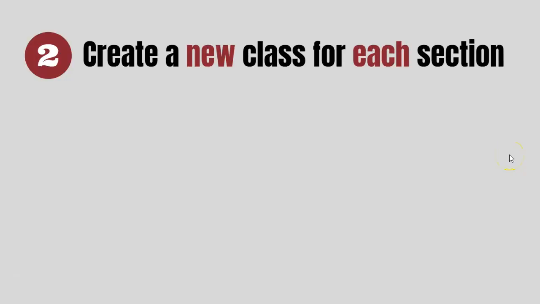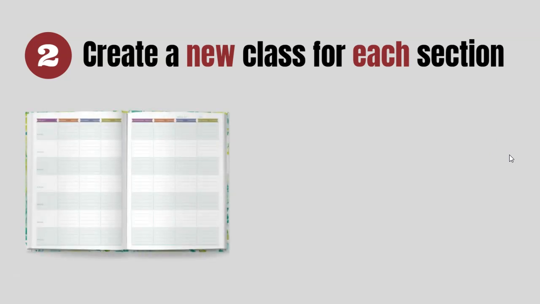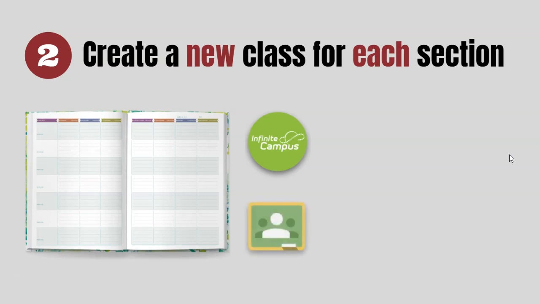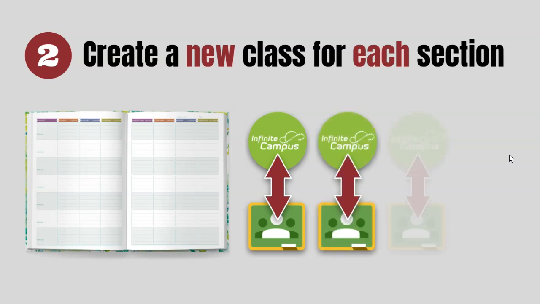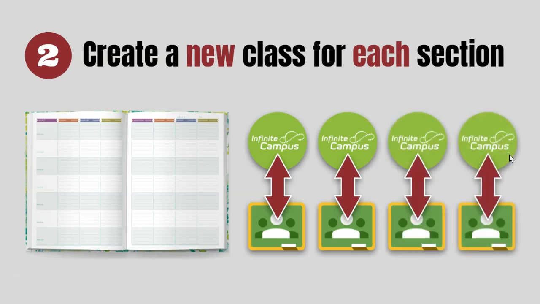Second, you will need to create a new class for each section. Thinking about our lesson plan example, at the beginning of a new year, you have a brand new blank lesson plan. The idea is to also start with a blank Google Classroom page. So for each section you have in Infinite Campus, you'll want to create a Google Classroom class for each of those rosters. This is going to be very helpful later on when you sync any of your grades from Google Classroom into Infinite Campus. If you're a middle school teacher, you have 4 core sections, you're going to have 4 Google Classroom pages. If you're a high school teacher with 5 different sections, you're going to have 5 Google Classrooms.